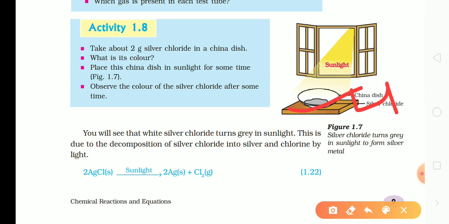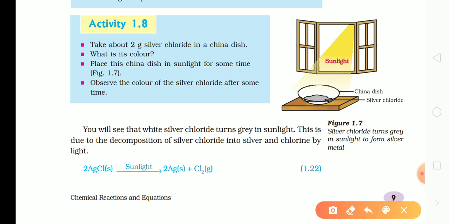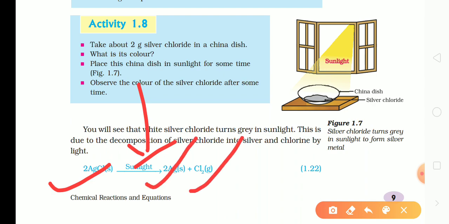Place this china dish in sunlight for some time. We need to place this china dish containing silver chloride under sunlight. Observe the color of the silver chloride after some time. After some time, the white silver chloride is converted to a gray colored silver powder. What is happening there? Silver chloride, AgCl, under sunlight decomposes to form chlorine gas and silver metal.